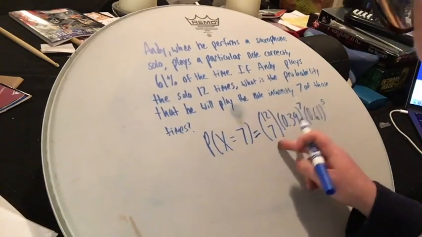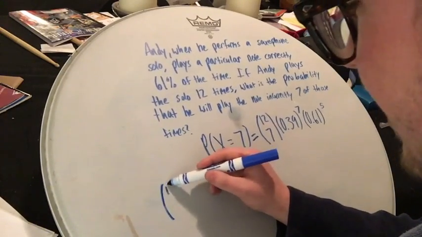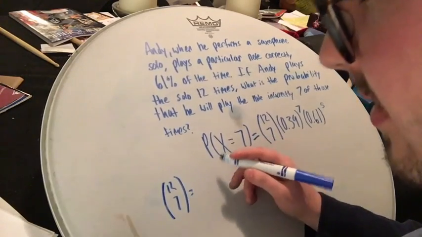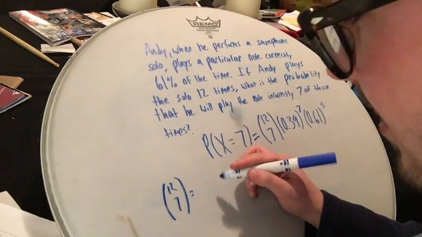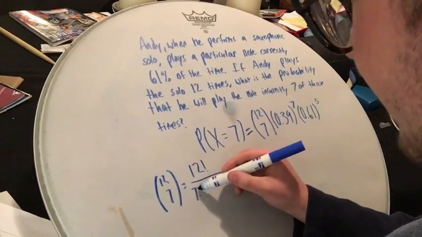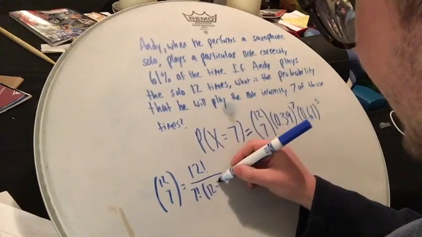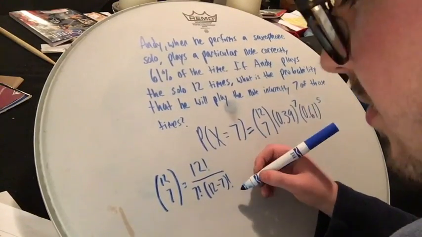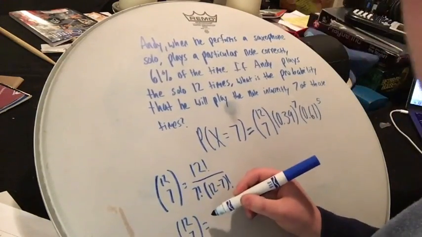So first, let's do the binomial coefficient. We have 12 choose 7. If you remember from your formula booklet, go back to topic 1.3, you have 12 factorial, because it's n, over 7 factorial times 12 minus 7 factorial. When you work that out, you get 792.